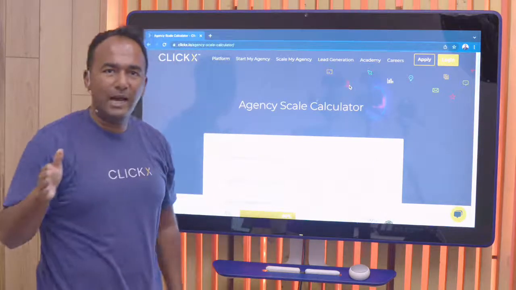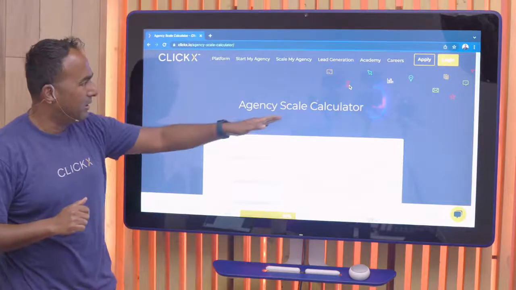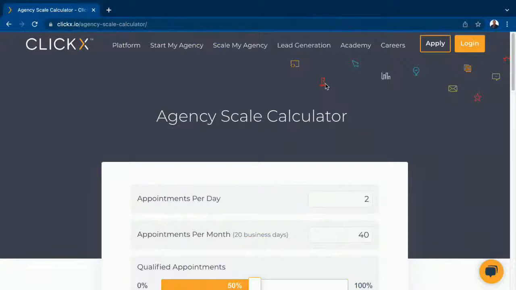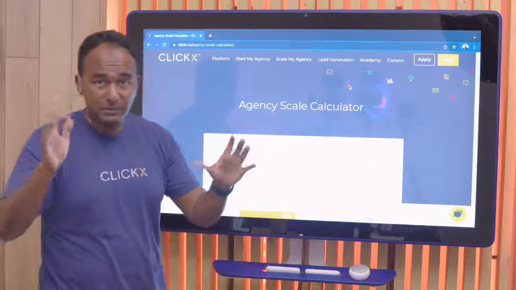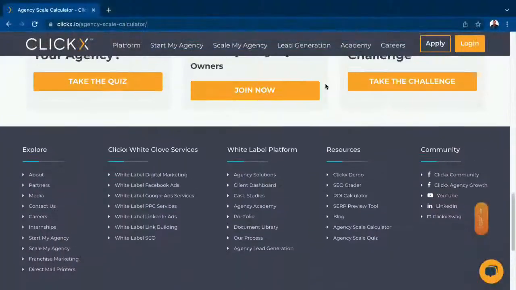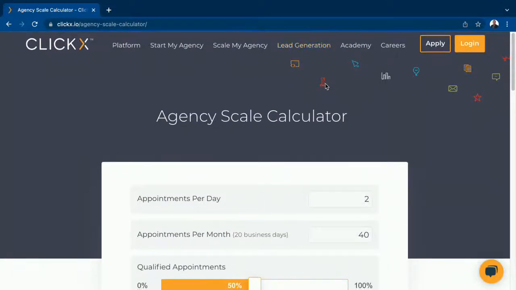I don't know how many of you guys have been to the bottom of the Clickx website and saw the agency scale calculator. If you've seen it, you can leave it in the comment. Give me a thumbs up. If you have no idea what I'm talking about, on the bottom of the Clickx website, if you scroll all the way down, I'm going to do it real quick. You'll see right here, there's a quiz. You'll see an agency scale calculator. That's what I want to talk about today.